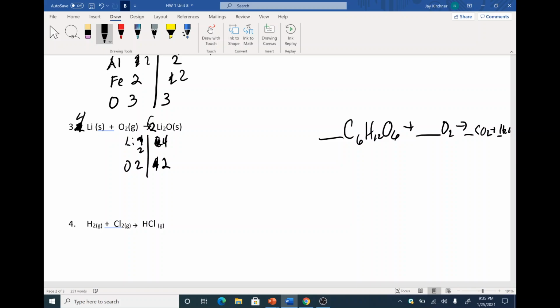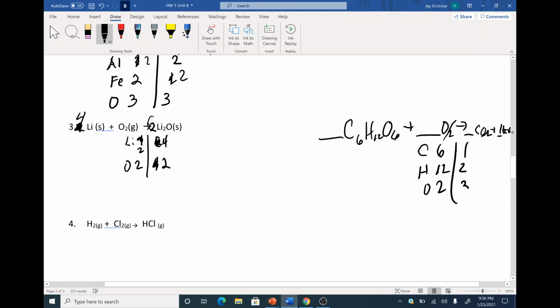Oops. We've got C's, H's, and O's to count. 6 versus 1. 12 versus 2. 2 oxygens versus 3. Okay, so we take care of our carbons, and now we have 13 oxygens. We take care of our hydrogens, and now we have, let me see, 18 oxygens.